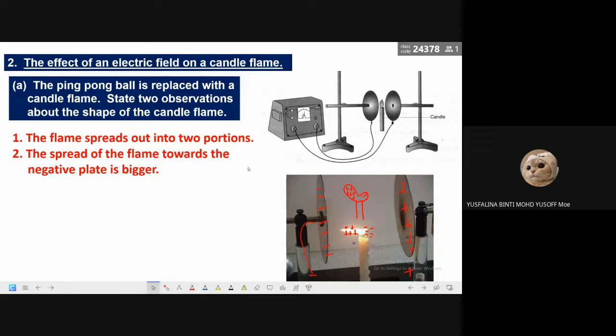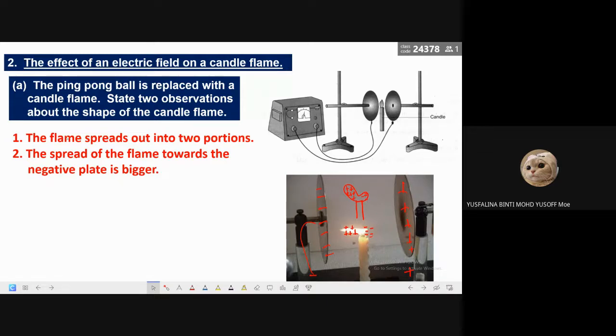This negative charged plate will attract the positive and this positive plate will attract the negative. Now to answer why this one is much bigger than this one: the flame is much bigger at the left side, at the negative plate, because the size of the positive charge is bigger than the negative charge. So the size of the flame at this part is much bigger than this side because of the size of the positive charge there.